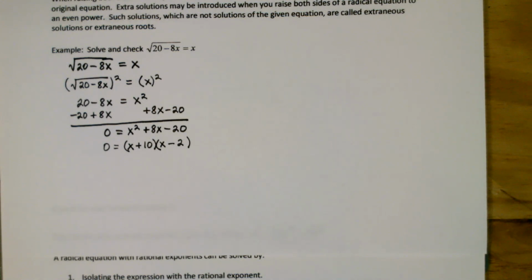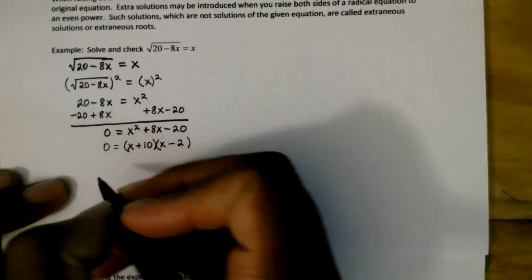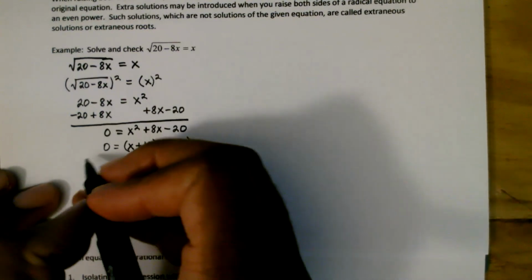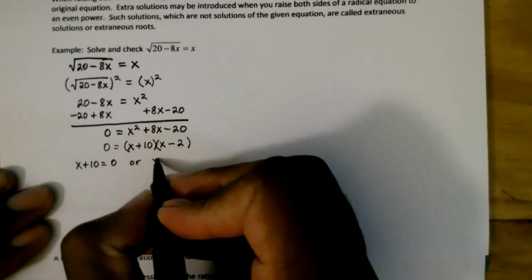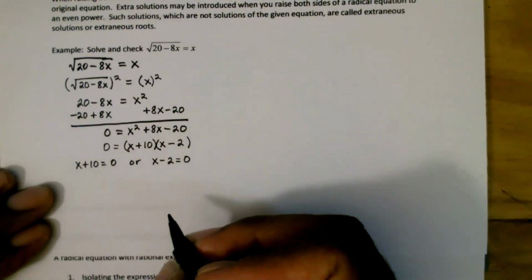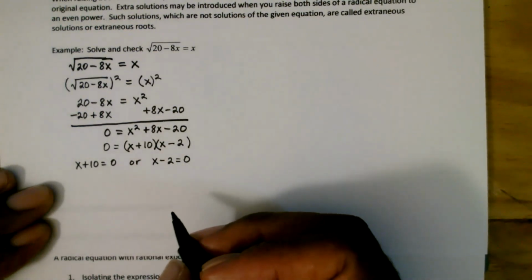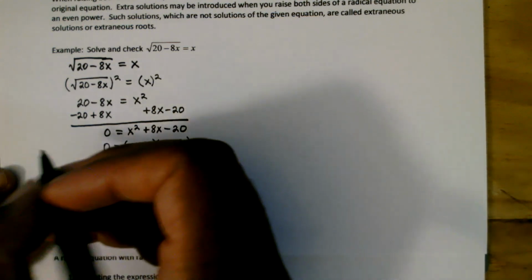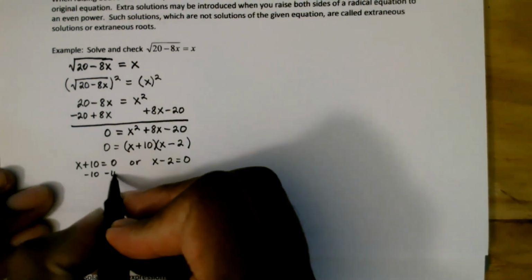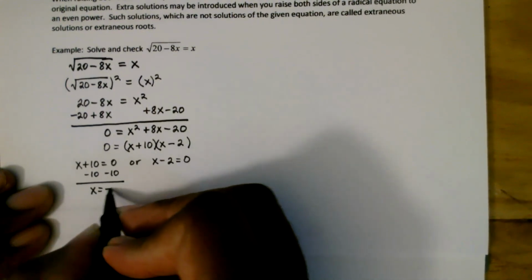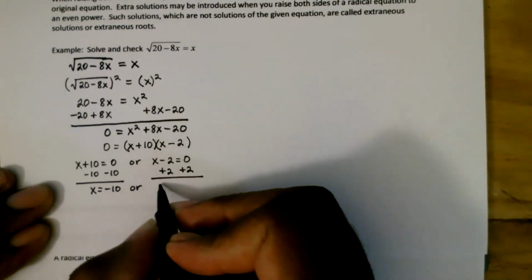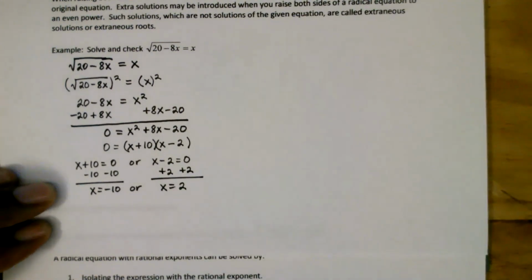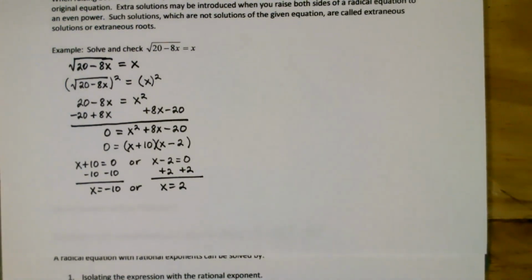And then we're going to set each binomial factor equal to 0 and solve. So x plus 10 times x minus 2 equal to 0 means x plus 10 equals 0, or x minus 2 equals 0. And then each equation will solve for x. So for the x plus 10 equal to 0, that means if I subtract 10, x is equal to negative 10. Or for x minus 2 is equal to 0, if I add 2, x is equal to 2. So these are my two proposed solutions, x equals negative 10 or x is equal to 2.